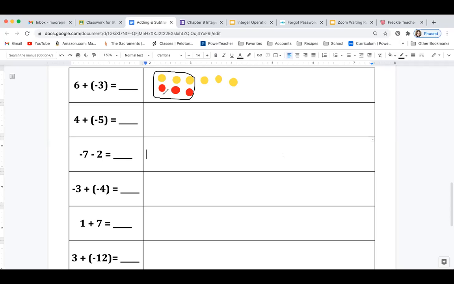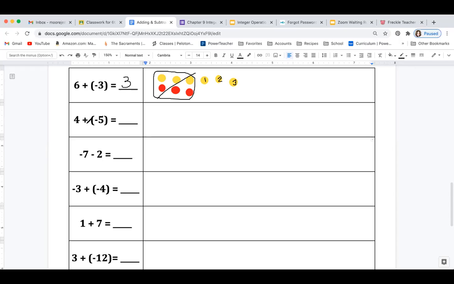Anybody want to unmute? What are these things that I circled worth? 0 pairs. There's 0 pairs, so they're worth nothing at all. So what do I have left over here? I have 1 positive, 2 positives, 3 positives. So therefore my answer is going to be positive 3. And I don't have to write a plus, right? I just write a 3 to represent positive 3.